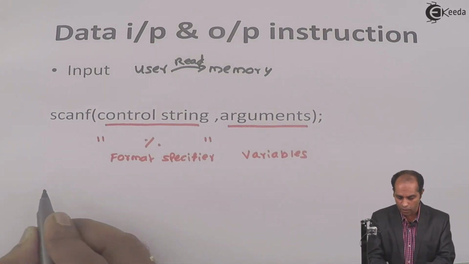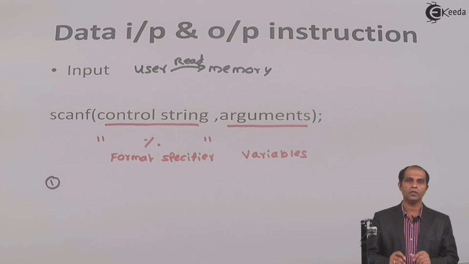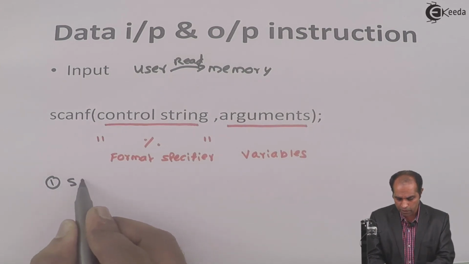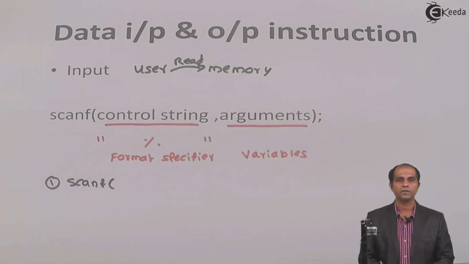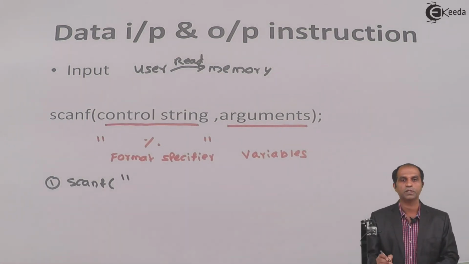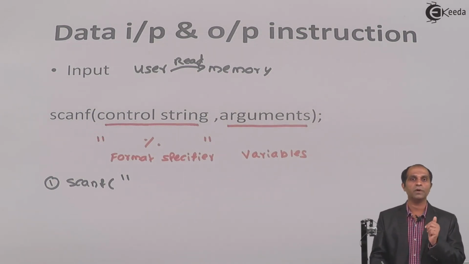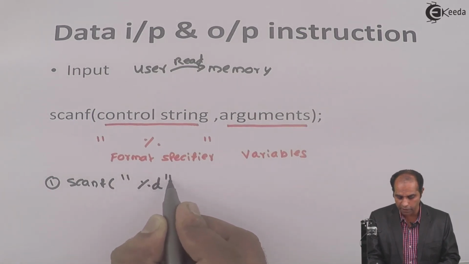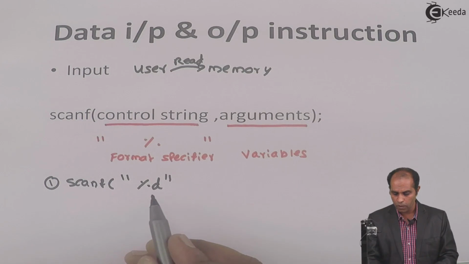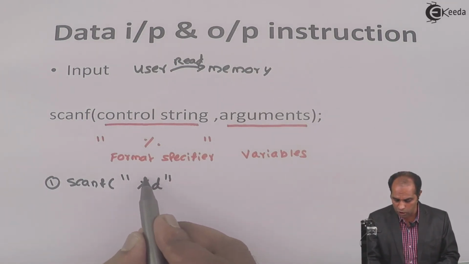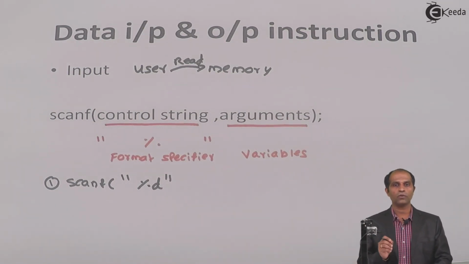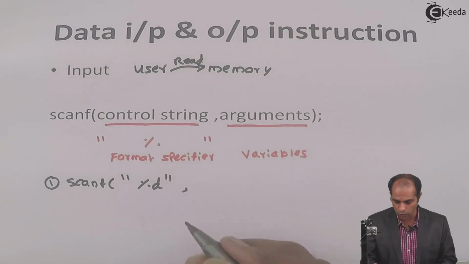Let's take a simple example. Assume that I wish to read one value of type integer. When I say I'm supposed to read a value, I say scanf brackets. How many values did I say? One value. One value in the sense one format specifier. Since the value which is read is of type integer, we'll go for a format specifier as %d. So scanf %d. So the control string has got one specifier called %d, which means that I wish to read one value of type integer. You got it right? One value of type integer.